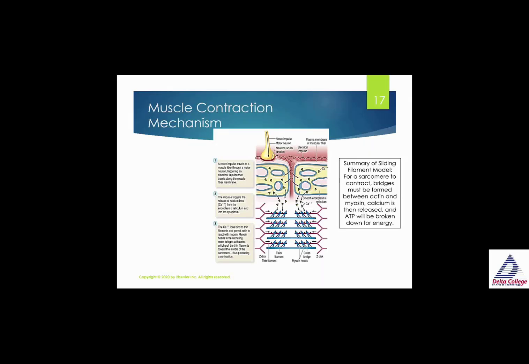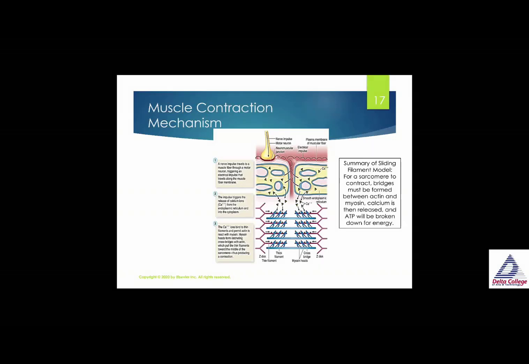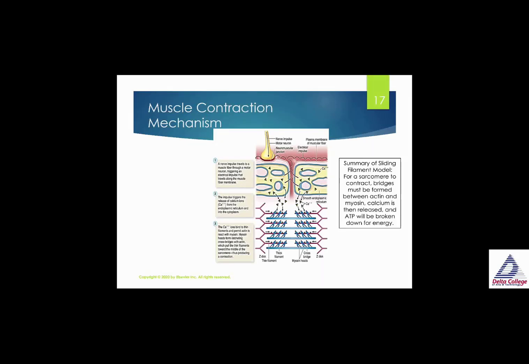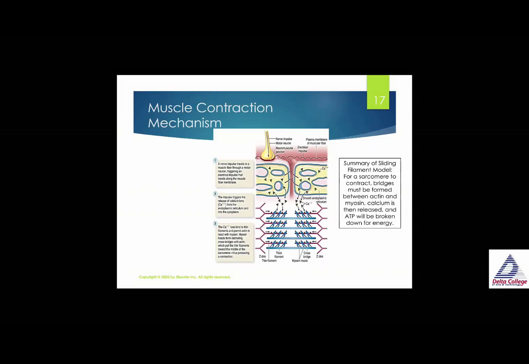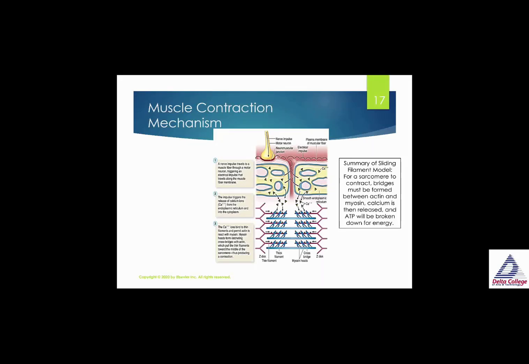Myosin heads form ratcheting cross bridges with actin, which pull the thin filaments toward the middle of the sarcomere, thus producing a contraction. So let's make a summary, which you'll see on the right side of this image, of the sliding filament model. This is a lot easier for students to remember.